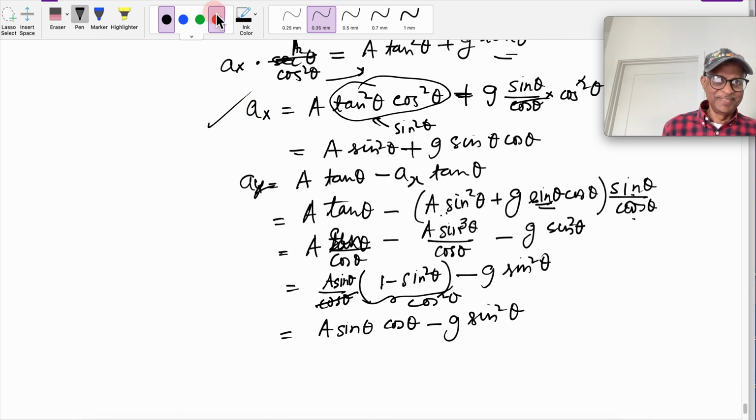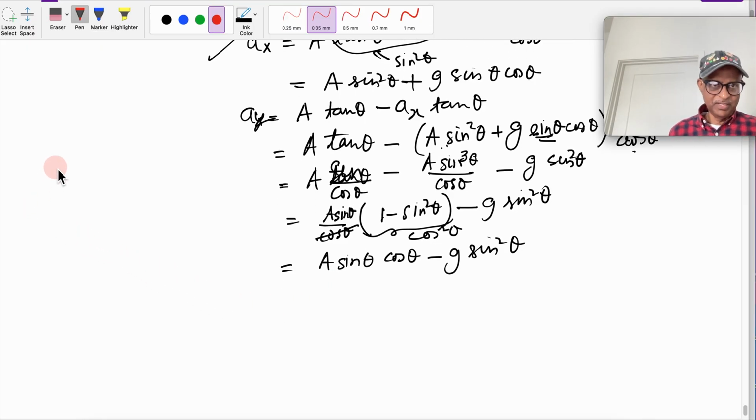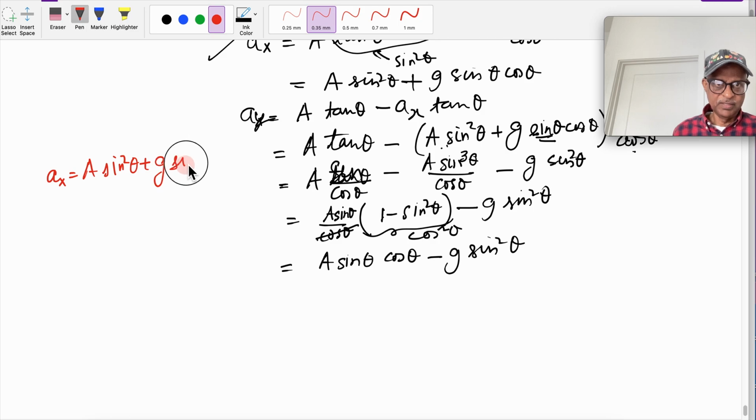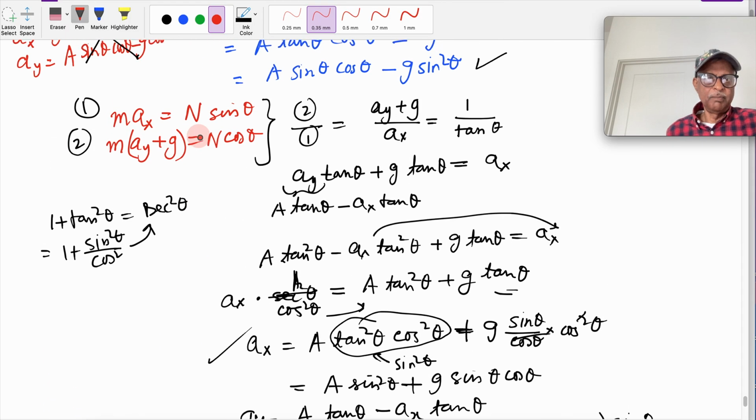All right. Oh, wow. So I was correct already and actually made a mistake when I was preparing for this. So AX was A sine squared theta plus G sine theta cosine theta, and AY is simply A sine theta cosine theta minus G sine squared theta. All right, that's the answer.